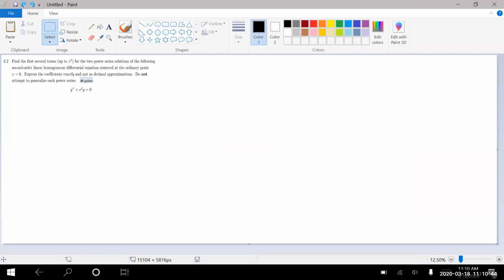Okay, so this is problem 8.2b, and it's very similar to 8.2a, except you have this little guy right there, and he's actually kind of annoying, but we're going to get through it. Okay, so we're going upon the same base assumption that our equation looks like this.